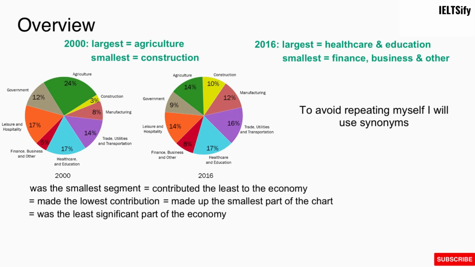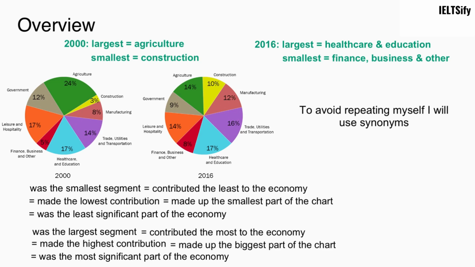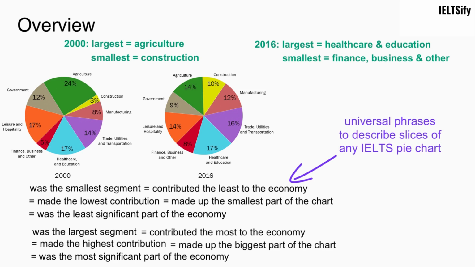And the same for the largest slice. "Was the largest segment" can be replaced with "contributed the most to the economy", "made the highest contribution", "made up the biggest part of the chart", "was the most significant part of the economy". If we take away the word economy, you can notice that these phrases are universal phrases to describe slices of any IELTS pie chart. Keep in mind this useful vocabulary. So, here is our overview.